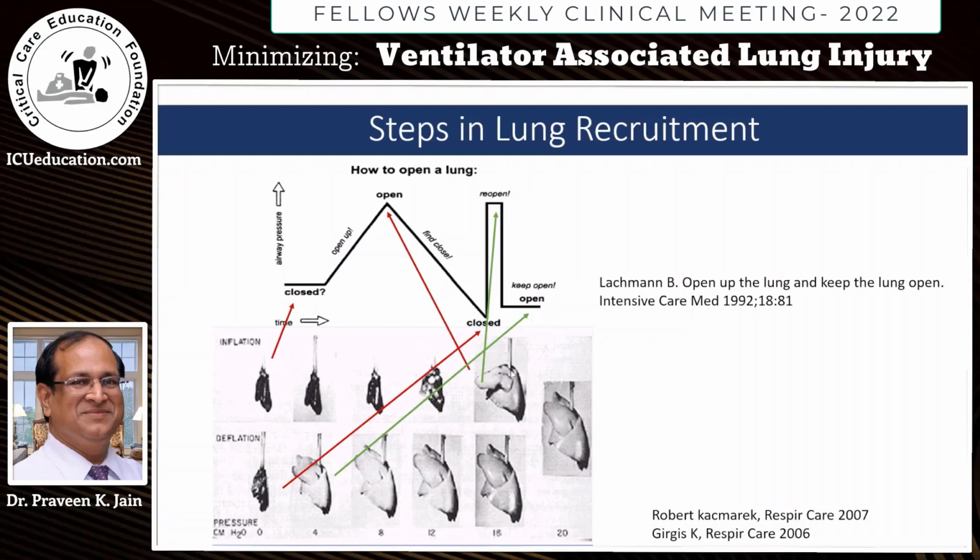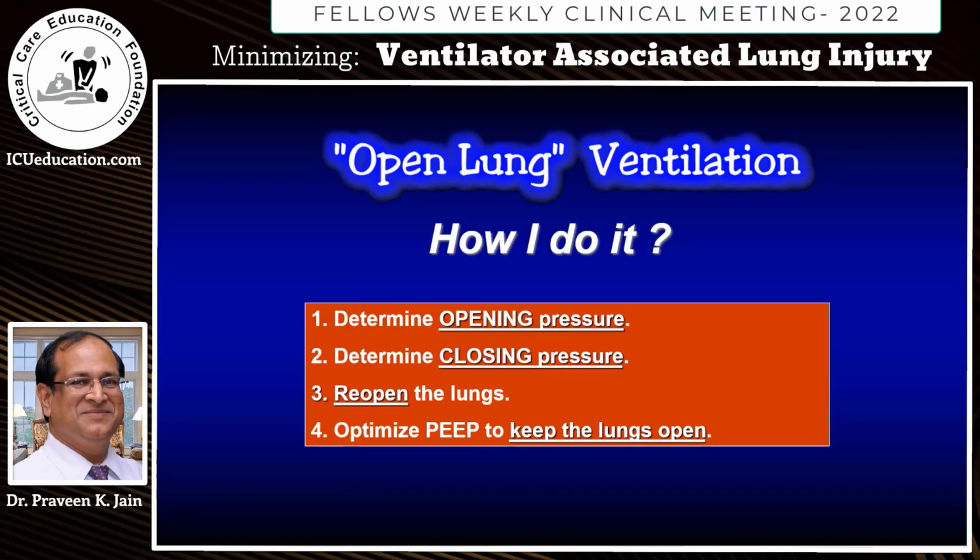Now, we will reopen the lung by taking it to this pressure, and then we will prevent it from collapsing or closing by keeping the PEEP at 4 millimeters higher than the closing pressure. So how do I do it? I determine the opening pressure, I determine the closing pressure, I reopen the lung and then optimize the PEEP to keep the lungs open.